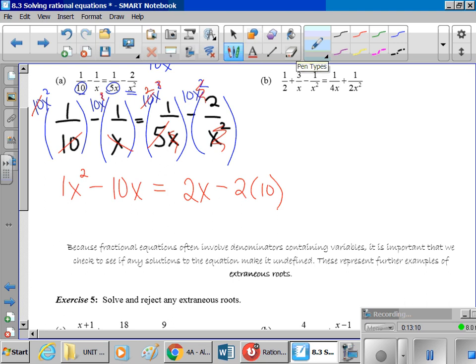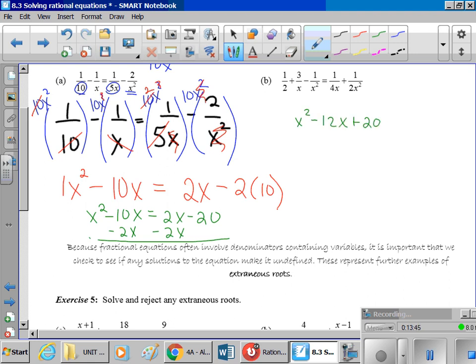So we're going to minus 2x from this side. So let's just rewrite this as x squared minus 10x equals 2x minus 20. So I'm going to minus 2x from both sides. I'm kind of running out of room here. I should have written a little smaller. All right, so I'm going to just write off to the side here, but I'll erase it. So I have x squared minus 12x plus 20 is equal to 0.